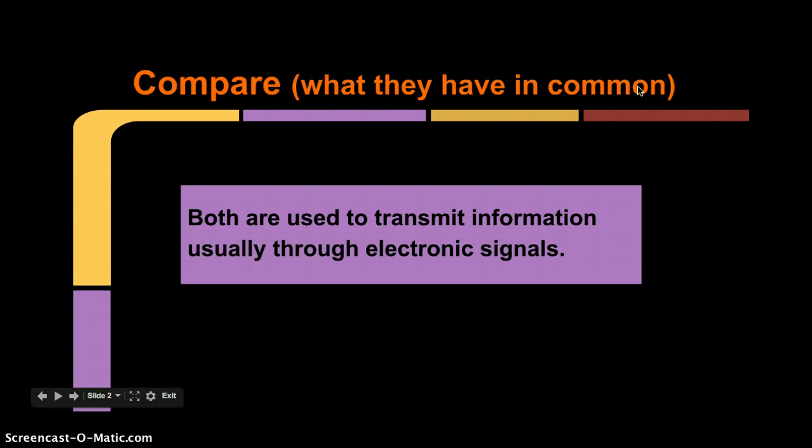Okay, so what do these things have in common? Analog and digital signals both are used to transmit information, usually through electronic signals. Okay, this is what they have in common. They are both transmitting information. And they both do it usually electronically. However, there are times when it's not.